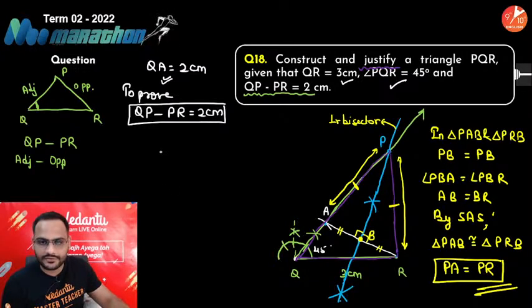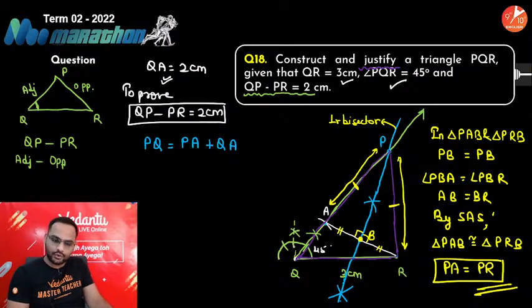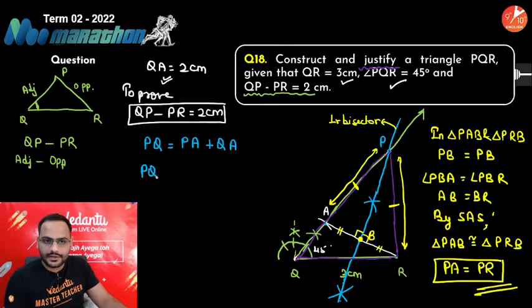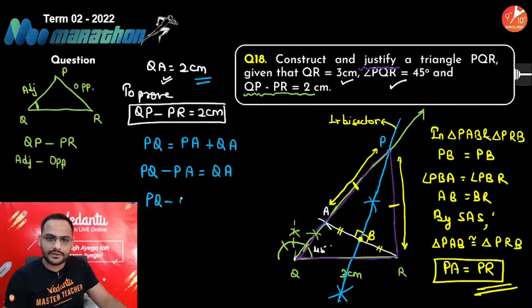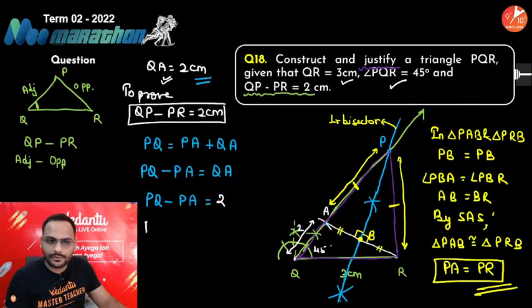Look what I will do. First thing, PQ is nothing but PA plus QA. Look at the diagram, PQ is PA plus QA. So I can say PQ minus PA is equal to QA. Now look, QA is 2 centimeter according to the construction. QA we have drawn an arc of 2 centimeter which is given to you over here. So PQ minus PA is 2, obvious. Now PA and PR are also equal, so finally you can replace PA with PR.